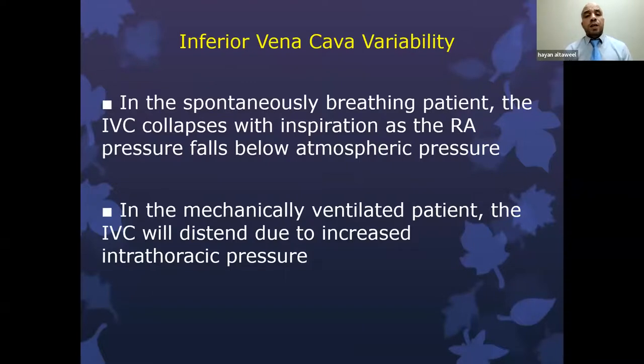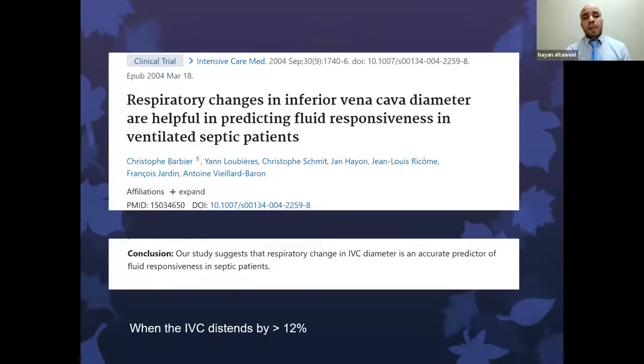We'll go next to inferior vena cava variability. We know that in a spontaneously breathing patient, the IVC collapses with inspiration as the right atrial pressure falls below atmospheric pressure. But in a mechanically ventilated patient, the IVC will distend due to increased intrathoracic pressure. Many studies in ventilated pediatric or adult patients suggest that respiratory change in the IVC diameter is an accurate predictor of fluid responsiveness, for example here in septic patients.